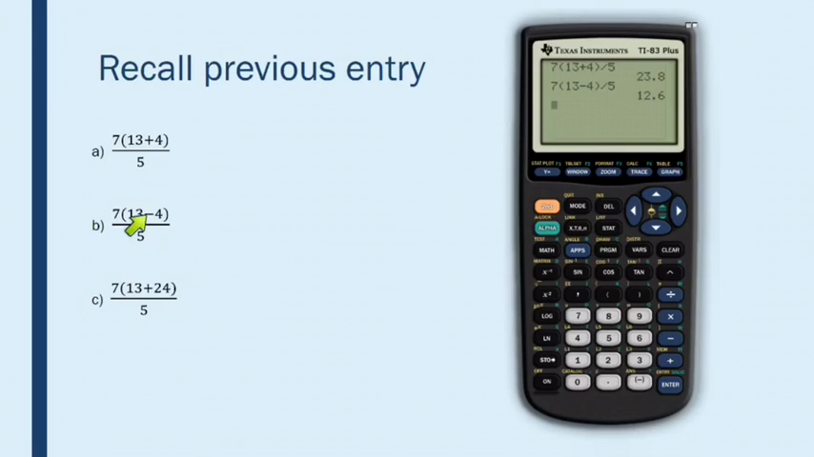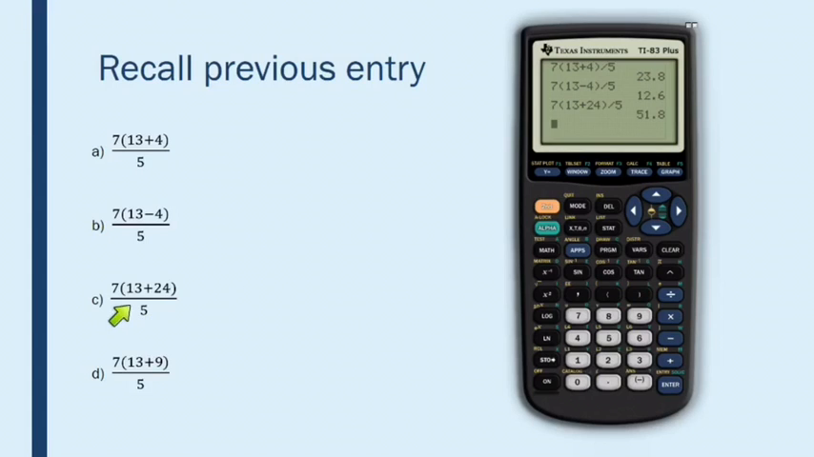And now let's say that we want to change that last expression from 13 minus 4 to 13 plus 24. So again, I will hit second enter, and I will just left arrow. I will change the minus to a plus, and now I need to change the 4 to a 24. So now I need the insert function. I'll hit second, insert, and put my 2 in, and now I have the expression I want, and I can press enter.